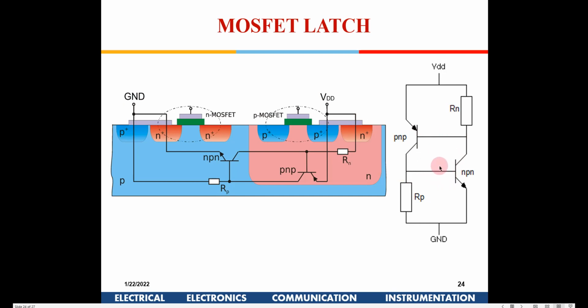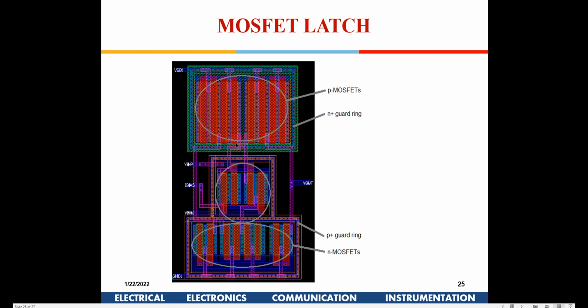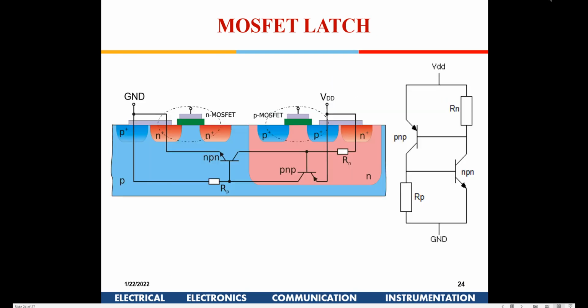So this is an undesirable thing. They act like a positive feedback network out here, right? So we have to eliminate this. What we generally do is, when all the N devices are placed, surrounding that we put a P plus guard ring. Similarly, when all the PMOS devices are put, around that we put an N plus guard ring. So these guard rings generally prevent the latch.